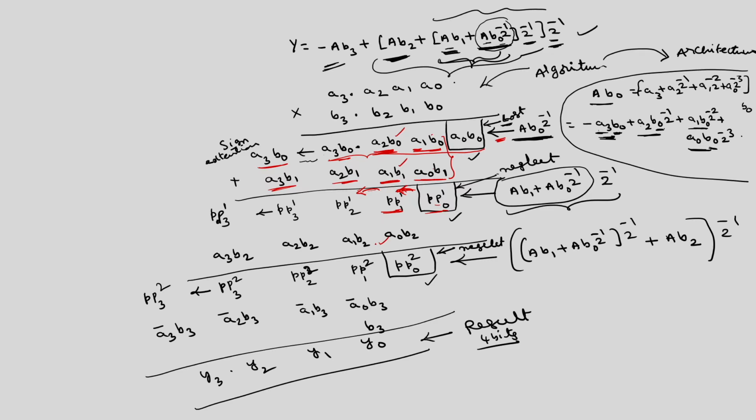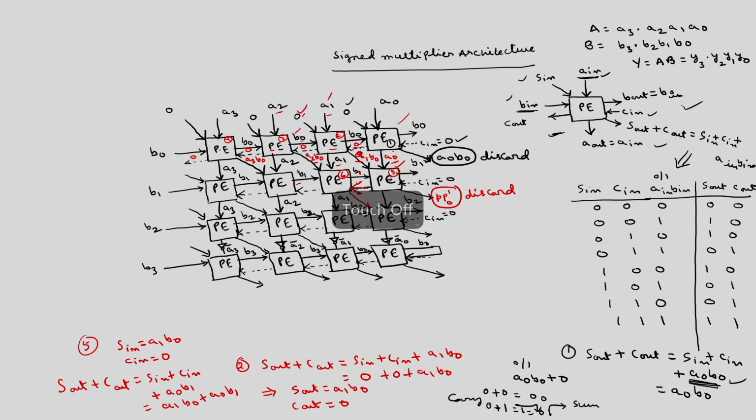This is A0 B2. Okay. Whose sum bit is PP02, this you have to neglect or discard. PP02 will be generated here, this also you are going to discard. So, like that we will proceed.